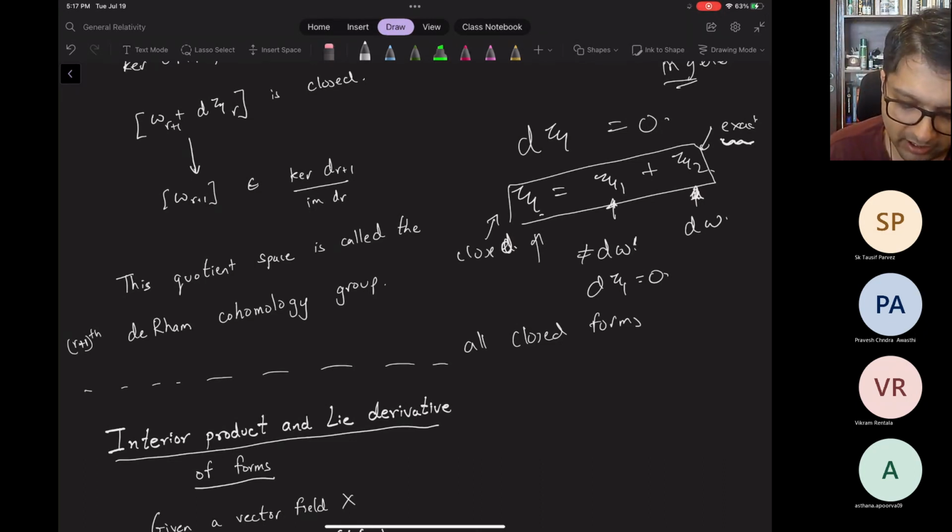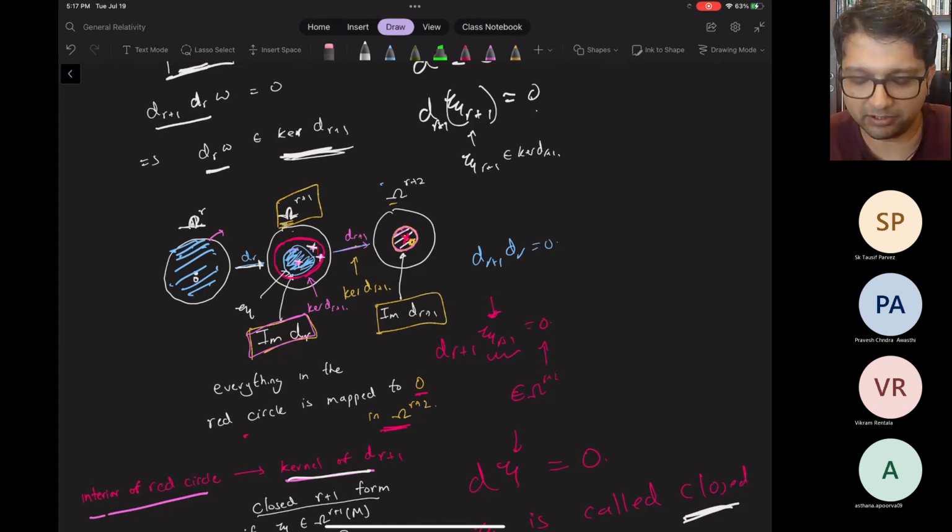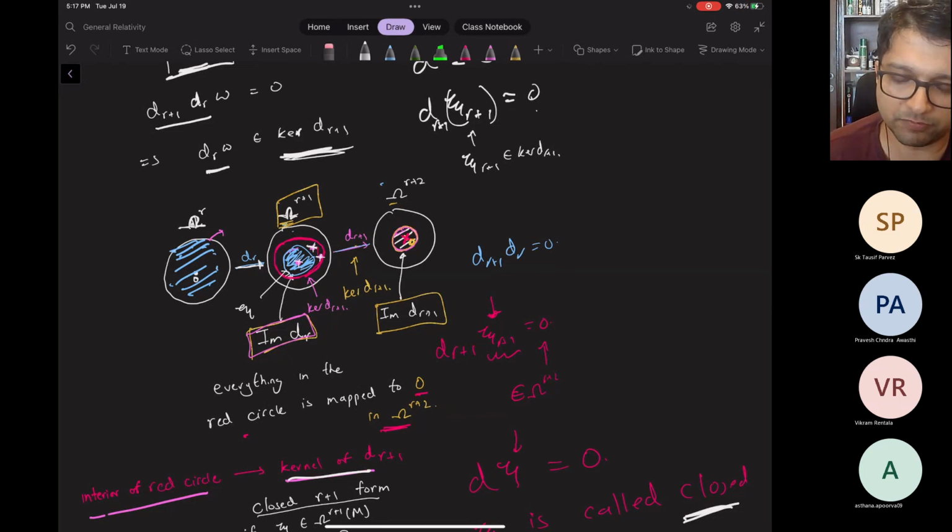Of course, what this means is that if I take something in here which is a closed form, but it's not exact, I can always get another closed form which is not exact, by adding something in the blue circle to this form. So I can add this form and this form and I'll get some other form here. This form will also be closed but not exact. But what I want to do is make an identification of both of these, because the difference between these two is an exact form. So we're interested in how many closed forms we have which are not exact.